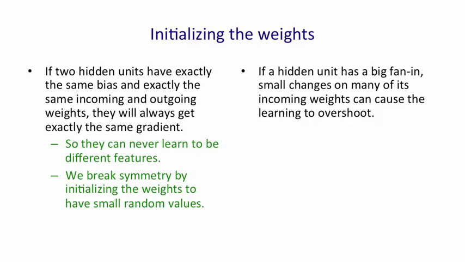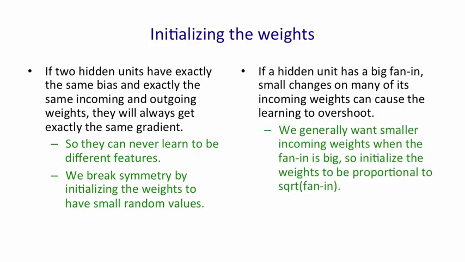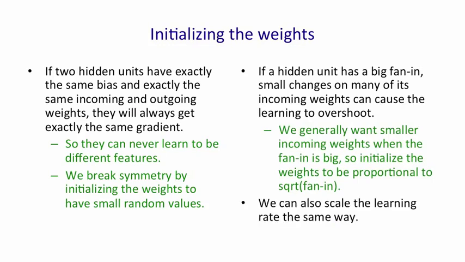Those small random weights shouldn't all necessarily be the same size as each other. So if you've got a hidden unit that has a very big fan-in, if you use quite big weights, it'll tend to saturate it. So you can afford to use much smaller weights for a hidden unit that has a very big fan-in. If you have a hidden unit with a very small fan-in, you want to use bigger weights. And since the weights are random, it scales with the square root of the number of the weights. And so a good principle is to make the size of the initial weights be proportional to the square root of the fan-in. We can also scale the learning rates for the weights the same way.